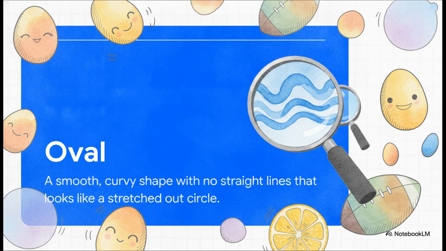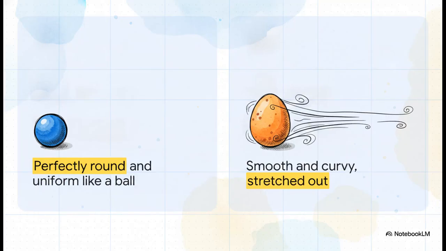The oval takes that foundational concept of the circle, but it alters it slightly. It's a smooth, curvy shape that kind of looks like a stretched-out circle. Putting them side by side really highlights the core difference. On one hand, you've got perfectly round, that's our circle, uniform in every direction. On the other hand, you've got stretched out, that's the oval. It shares that exact same zero-edge property, but its proportions are elongated.